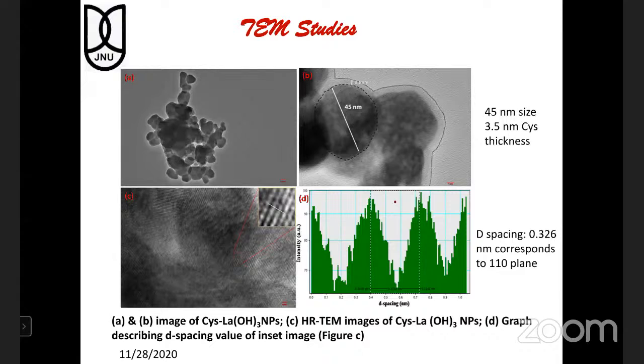We also tried to find out how thick this white layer on the nanoparticles is, and it is found to be around 3.5 nanometers; this area indicates the L-cysteine, whose thickness is 3.5 nanometers. Simultaneously, we checked the d spacing value, which corresponds to the XRD data of the 1110 plane, and it confirmed that both the XRD and the TEM values correspond to the 1110 plane.